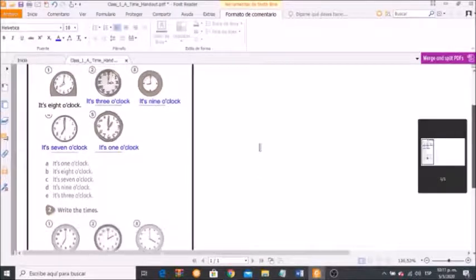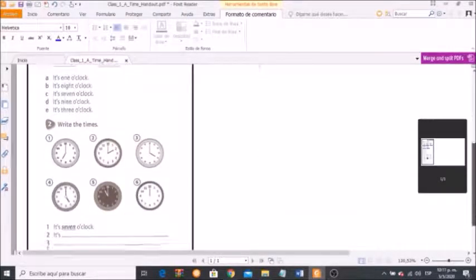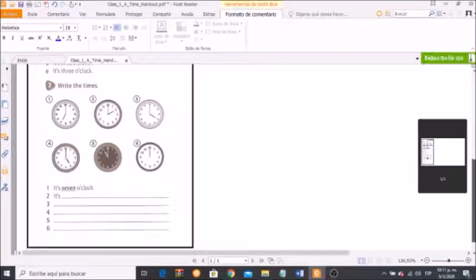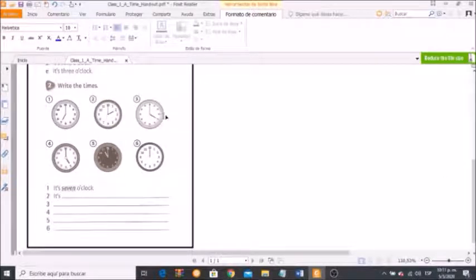Now, let's do exercise number 2. This time, we have to look at the clocks and we have to write the times. Okay? So, the first one is already done. La primera está ya hecha, que sería a modo de ejemplo. It's 7 o'clock. Now, what about number 2? It's... And look at the hour hand. Where is it pointing at?